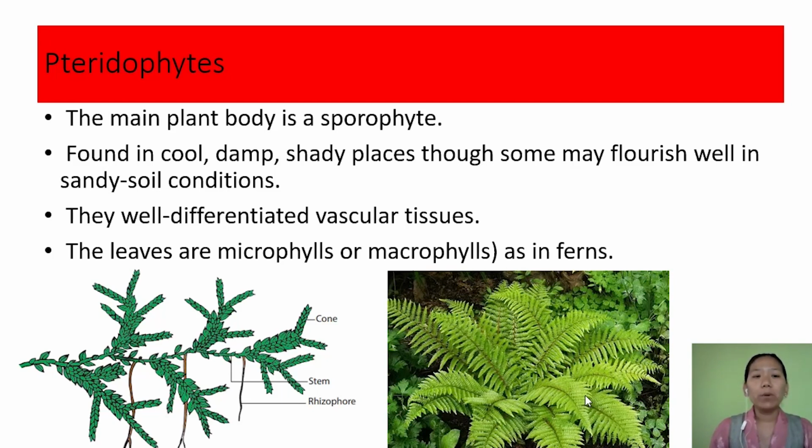They are usually found in cool, damp, and shady places, but there is another group which is also found in sandy soil conditions. Talking about the body, especially the leaves, it is a well differentiated body with root, stem, and leaf. The leaves are of two types: microphylls and macrophylls. Microphylls are small leaves, as in Selaginella, and macrophylls are larger leaves, as in ferns.